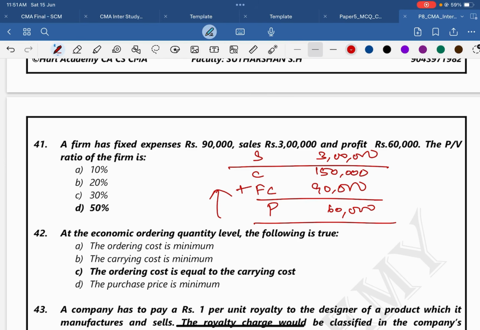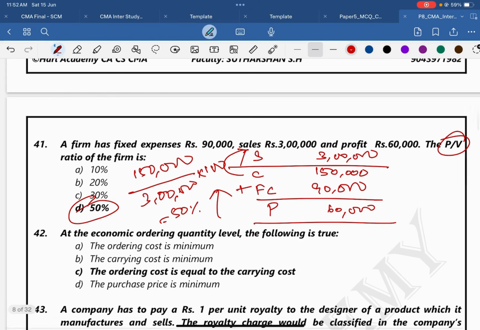We don't need variable cost to find out the PV ratio. So what we will do, it is nothing but 1 lakh 50 contribution upon sales. 1 lakh 50 by 3 lakh, into 100, will give you 50%. So option D is your answer.